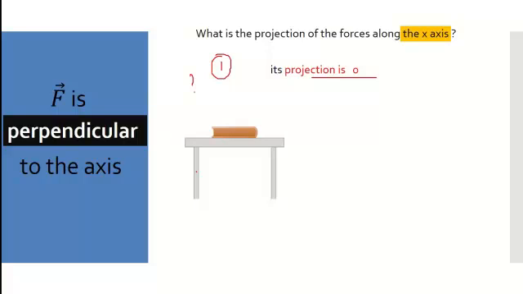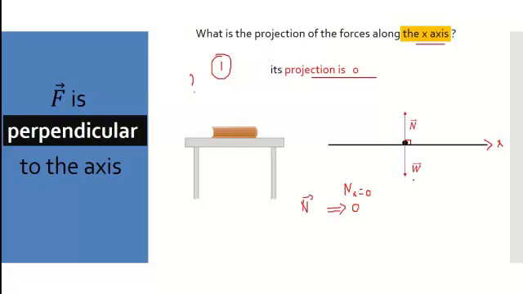So let's suppose, for example, we have this figure with some forces. We have, for example, the normal and the weight. And the question was, what is the projection of the forces along the x-axis? First of all, I have the x-axis here, and then I must find the projection. So I look at the force, for example N. With respect to the x-axis, it's perpendicular. So since it's perpendicular to the x-axis, directly its projection is 0. This means its component along x is 0.